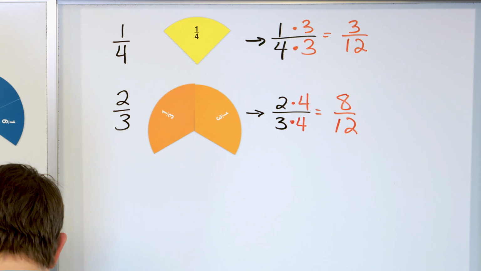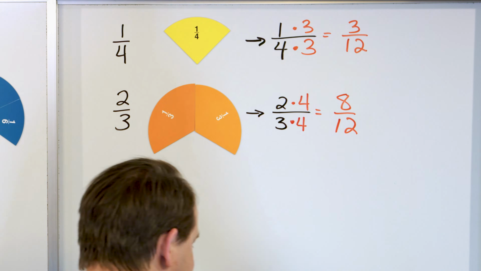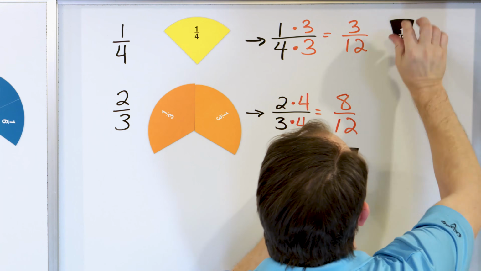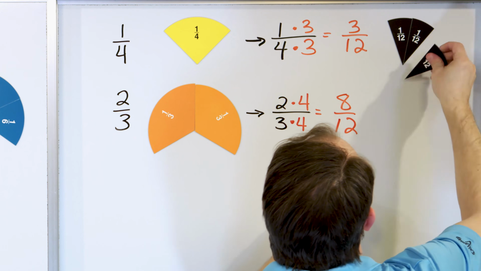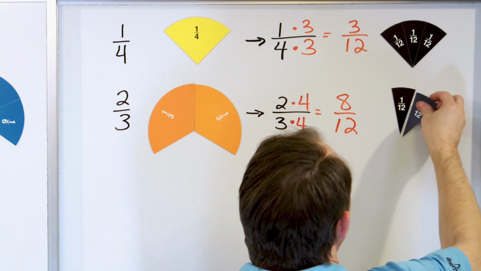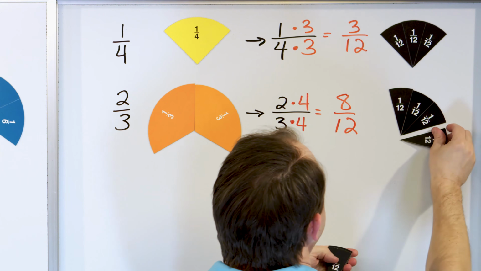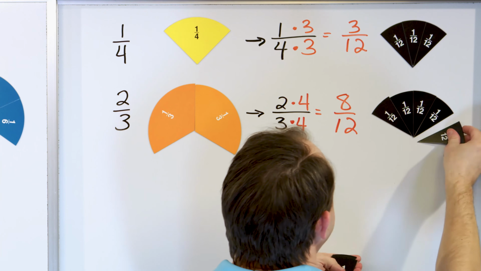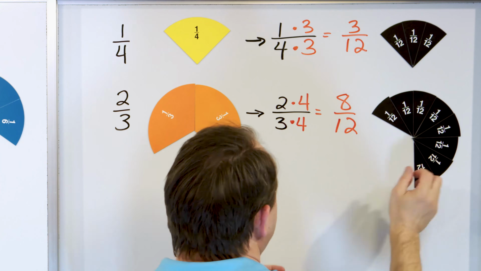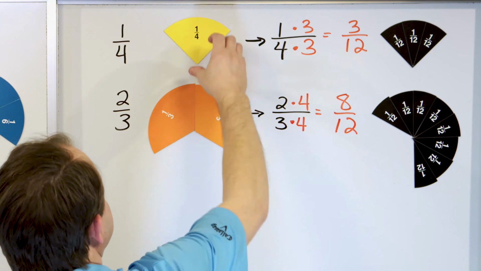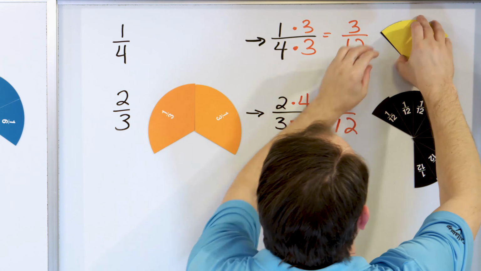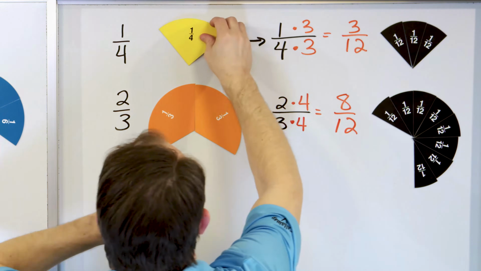So let's see if we can convince ourselves that this is actually true. Let me grab my twelfths. We're saying this is 3/12. Here's 1/12, 2/12, and 3/12. And then down here is 8/12. Here's 1, 2, 3, 4, 5, 6, 7, 8/12. So let's see if this makes any sense. Is 1/4 the same as 3/12? It's exactly the same. So yes, that is a match.